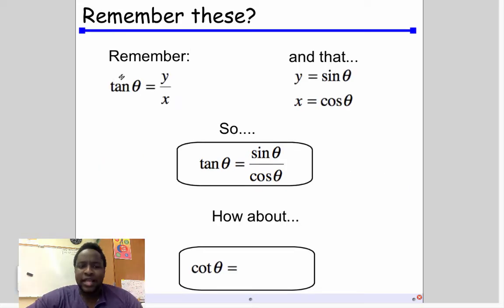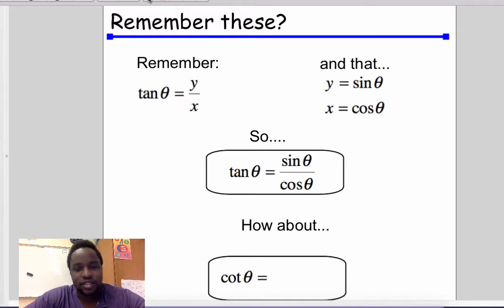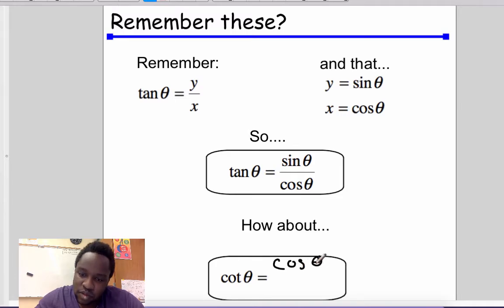So let's remember that tangent theta is equal to y over x, and that y is equal to sine theta, and x is equal to cosine theta. Therefore, tangent theta is equal to sine over cosine, and therefore cotangent theta is equal to cosine theta over sine theta, because tangent and cotangent are reciprocals of each other.